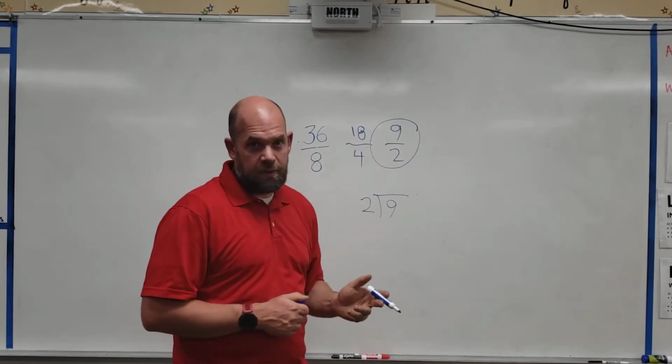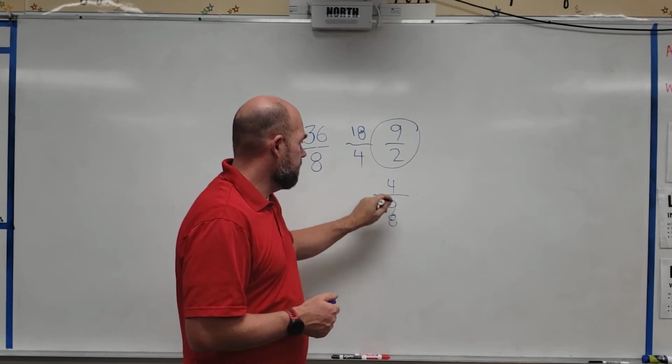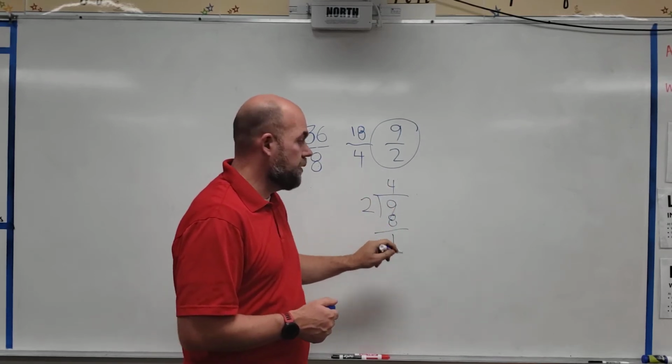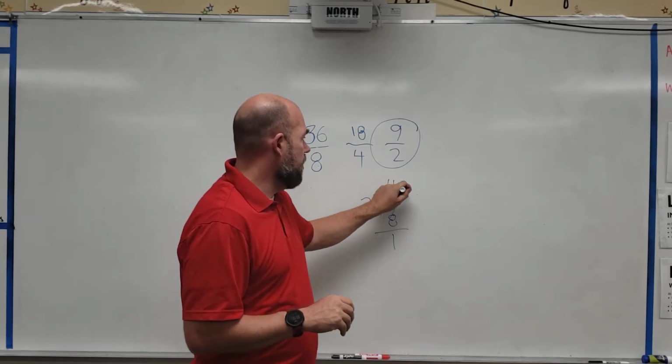So we have 9 divided by 2. 2 goes into 9 4 times. 4 times 2 is 8. Subtract, and we have 1 left over. Now, you're in the habit of saying remainder 1.